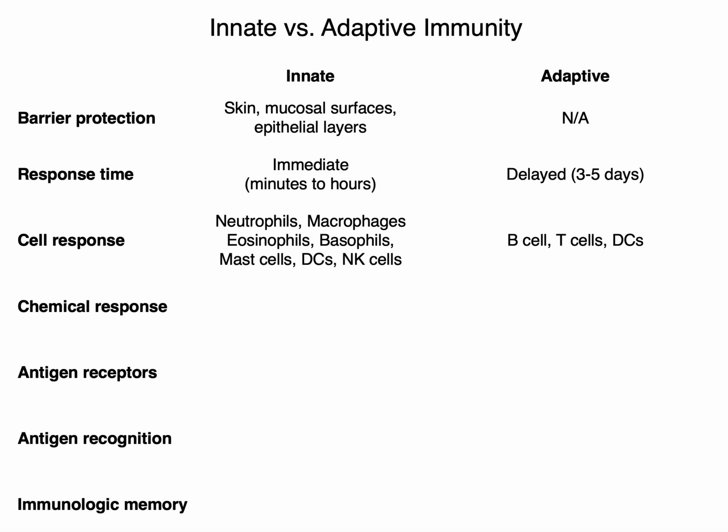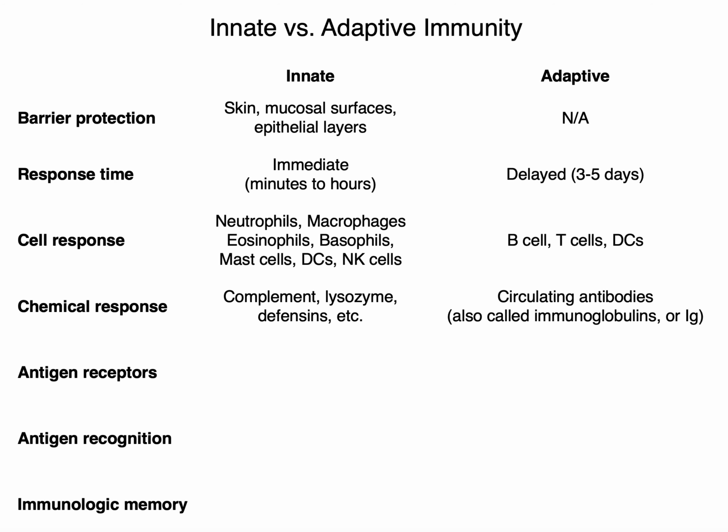The cells of the innate immune response include all of the myeloid cells, as well as dendritic cells and natural killer cells, whereas the cells of the adaptive immune response are the lymphocytes, the B cells and the T cells, as well as dendritic cells, which are important for the induction of the adaptive response. There are key chemical components of the innate response that respond immediately, such as complement, which we will focus on primarily in these mini lectures. And the chemical component of the adaptive immune response is circulating antibodies, or immunoglobulins.